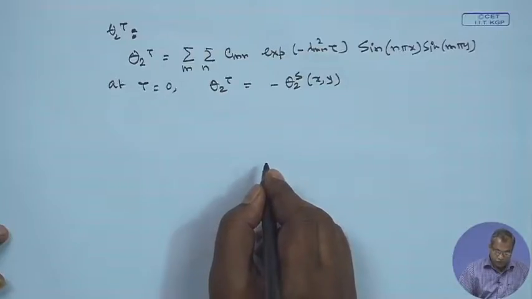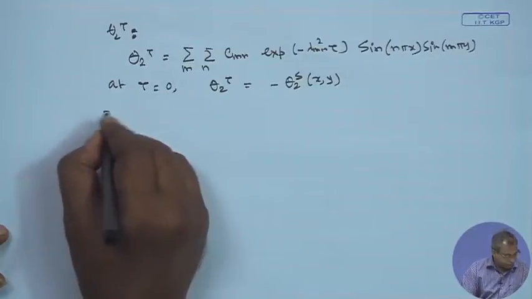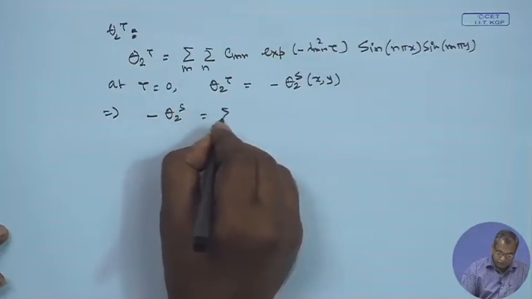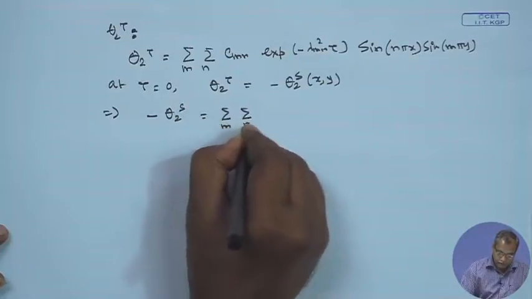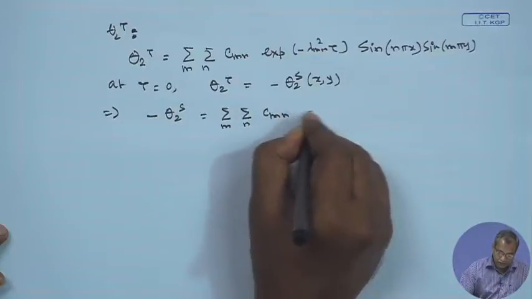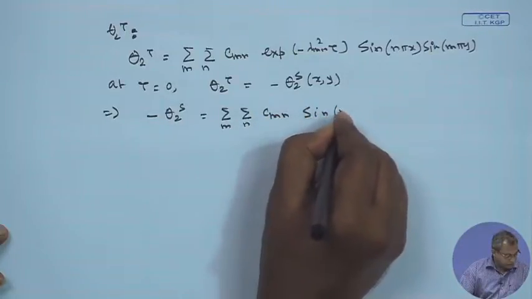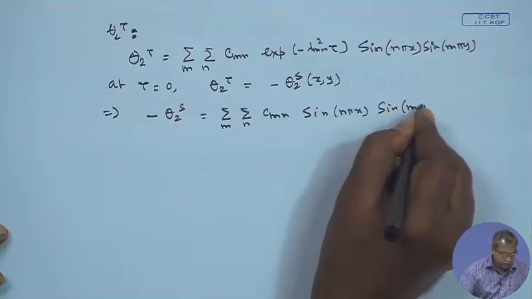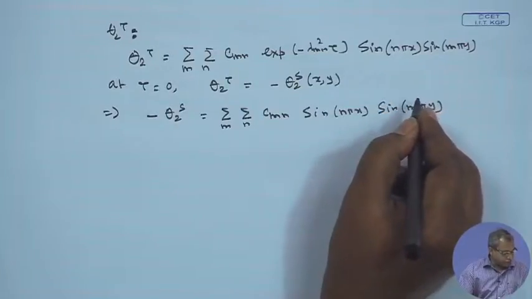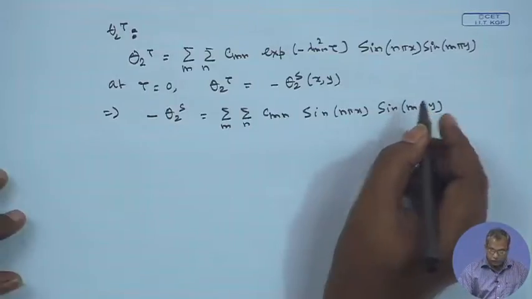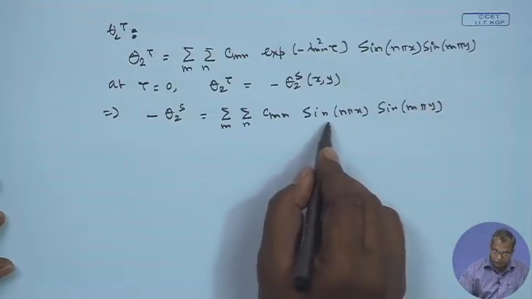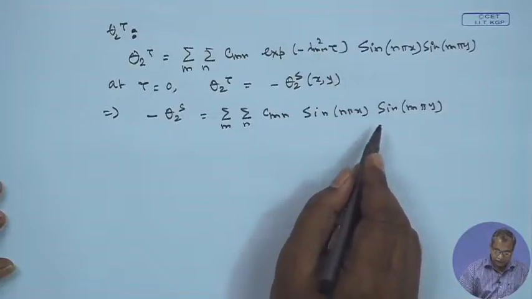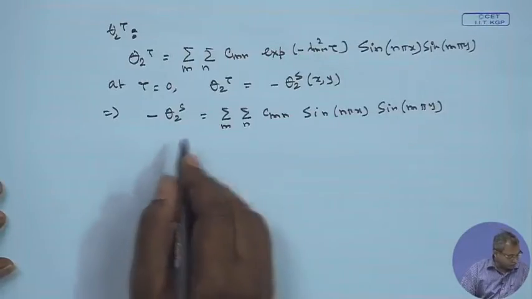So we put it there. This becomes minus theta 2s is equal to summation over m, summation over n, C_mn sin n pi x sin m pi y, and we will be evaluating the constant C_mn by using the orthogonal property of the sine function and the eigenfunctions that we have done already before.